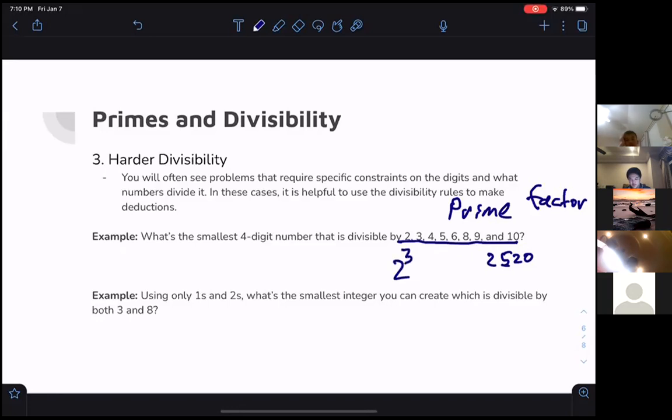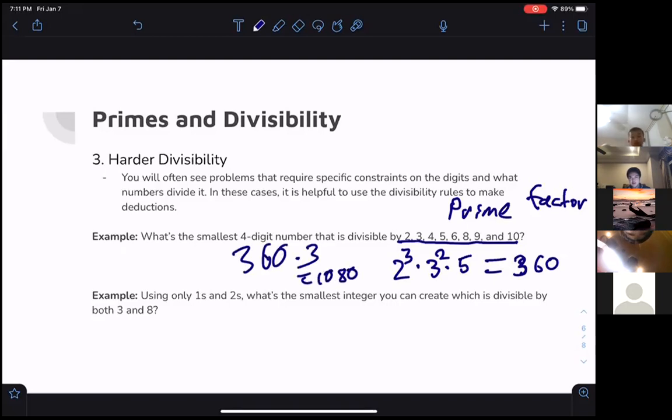So the LCM would be 2 cubed, the highest power occurring in 8, times 3 squared, occurring in 9, times 5. And really, there are no more prime factors because there's no 7. Everything here is made up of 2s, 3s, and 5s, right? This is equal to, as he said, 360. So what we really want is the smallest 4-digit multiple of 360, which is just 360 times 3. That's equal to 1080. So yeah, that's your answer, and how I get it.